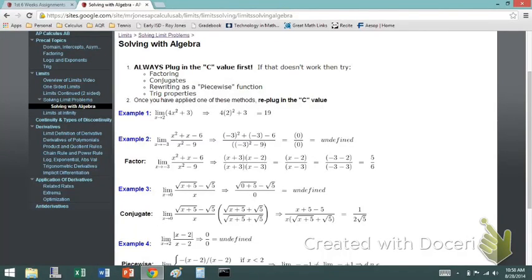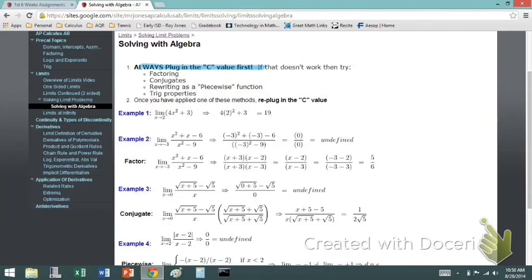Alright, you've been looking at limits graphically and limits with tables. This is solving limits with algebra, and the steps are before you. The first step is always to plug in the value they give you first. Don't do anything else until you try that, because you may be done.